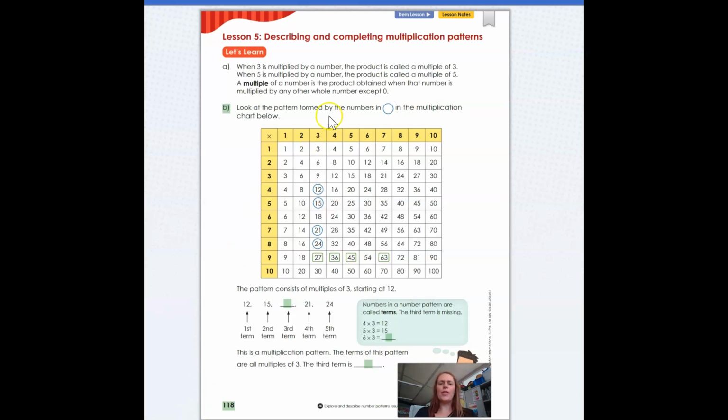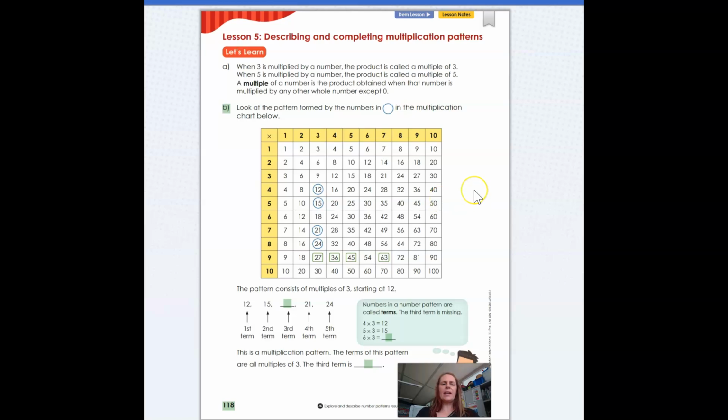So when 3, so there's our 3, is multiplied by another number, we're going to say 4, and we can see here that 3 multiplied by 4 is 12. Well, 12 is the product of 3 and 4, and 12 is also a multiple of 3.